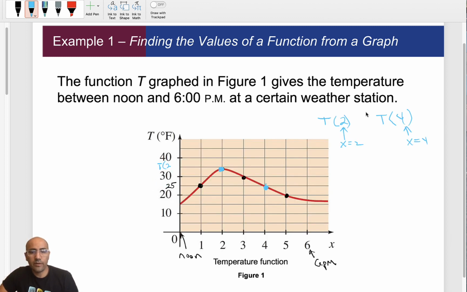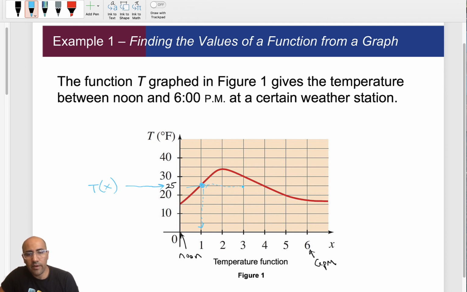Equals 25. So we kind of want to reverse engineer this and find the values that work. Let's erase this stuff over here. Okay, so 25 is here. The output is 25, and we want to find all the values of x such that T equals 25. If we go back, we see there's one point there, and going backwards the answer would be 1. If we let x equal 1, we should get an output of 25.